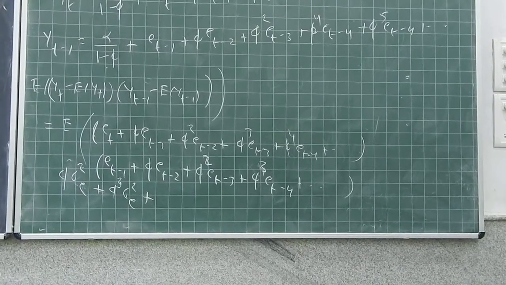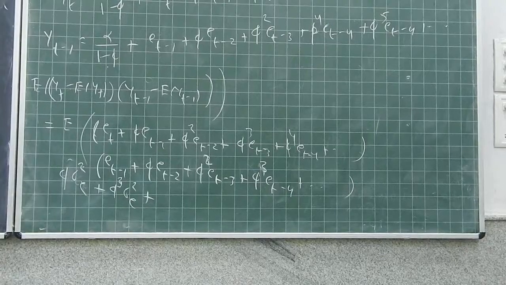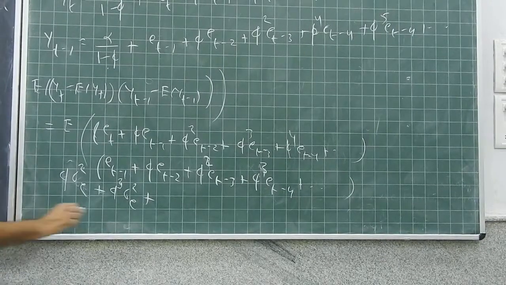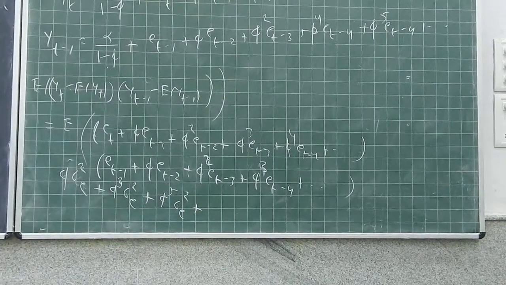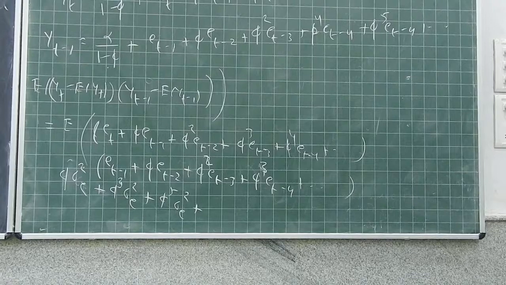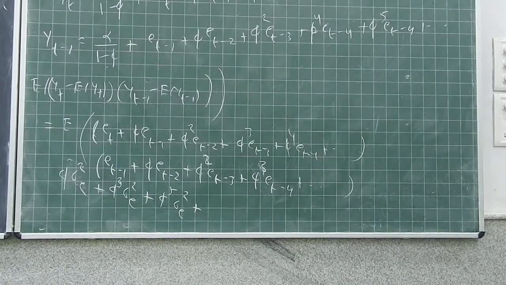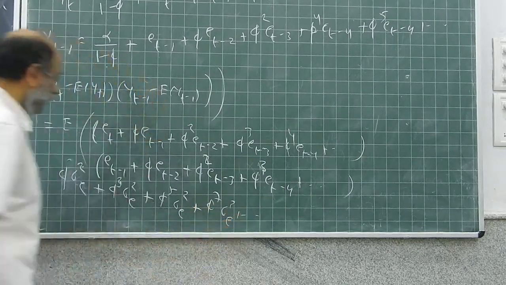Now if I multiply with 5 cube et minus 3, what will I get? 5 raised to 5 sigma square, right? Plus what will I get? If I do with et minus 4, what will I get? 5 raised to 7 et minus 3, right? Sigma square. 5 raised to 7 sigma square e and so on.